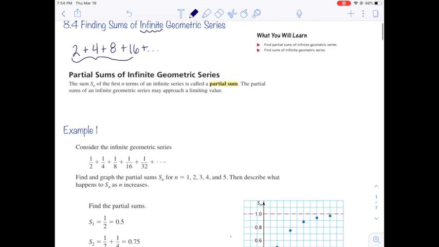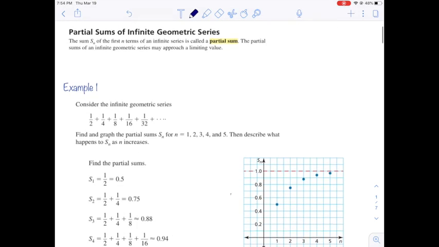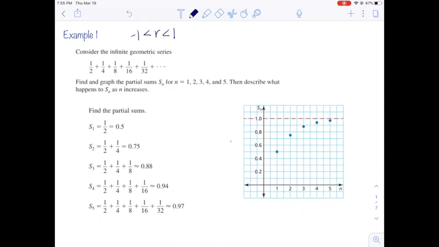But if you take a look at a series like in example 1, it's a little bit more interesting, because when you take the sum of the first however many terms you want of an infinite series, when your r value is between -1 and +1, you'll see that most of the time it'll approach a limiting value. So let's check that out in example 1.